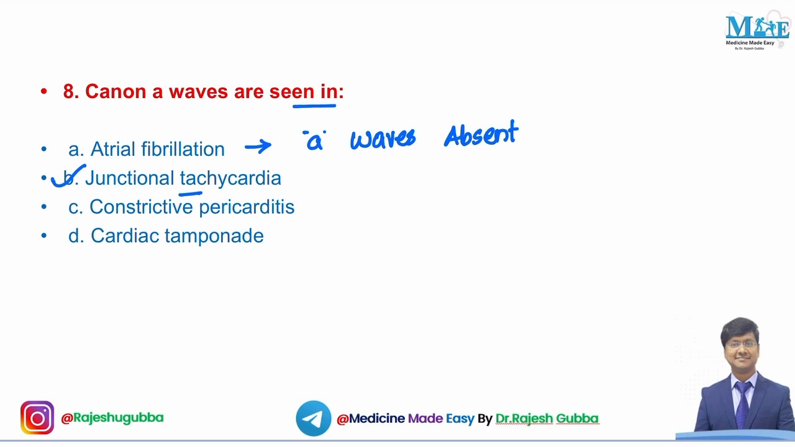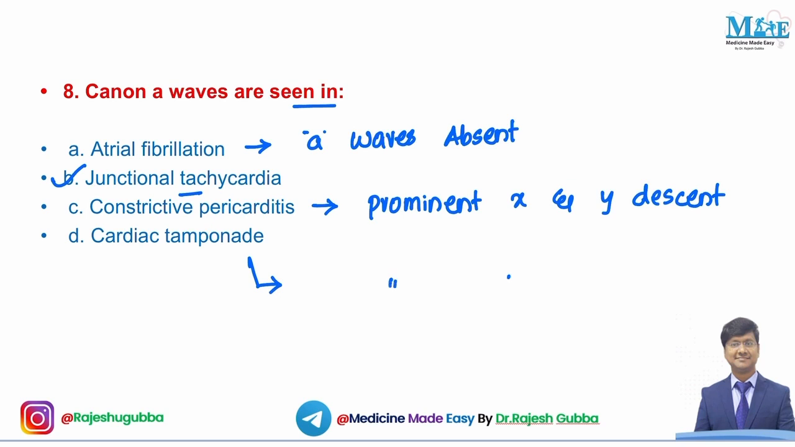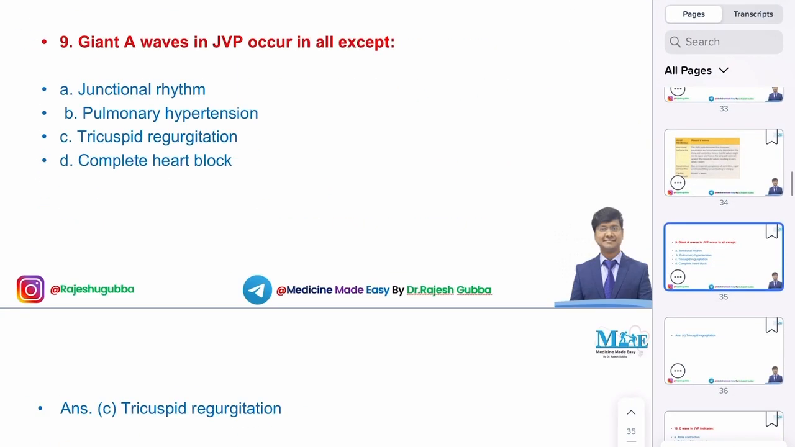Okay, and in case of constrictive pericarditis, these patients, they will have prominent X and as well as Y descent, right? Prominent X and as well as Y descent. And in case of cardiac tamponade, you will observe that you will have prominent X wave and Y wave is absent, right? Y wave is absent. Okay, so that is about your cardiac tamponade. So in the options, the answer is the junctional tachycardia. Next question.